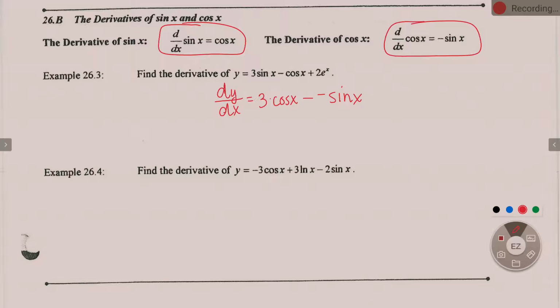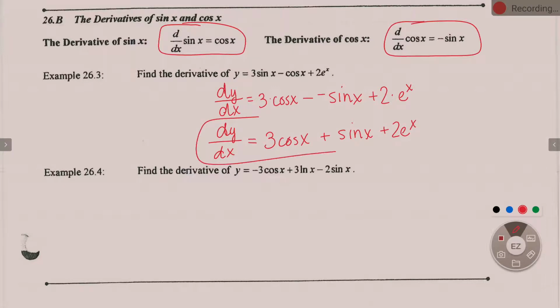Okay, derivative of 2e to the x. The 2 will just stay the same. And what is the derivative of e to the x? e to the x. As I said, I'm doing a little bit of a work step today. So dy/dx equals 3 cosine x plus sine x plus 2e to the x.